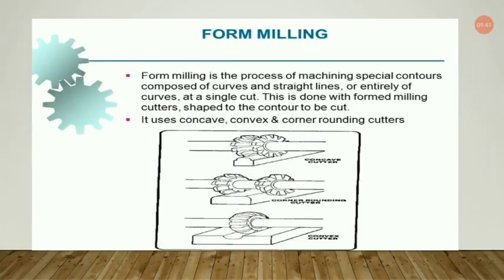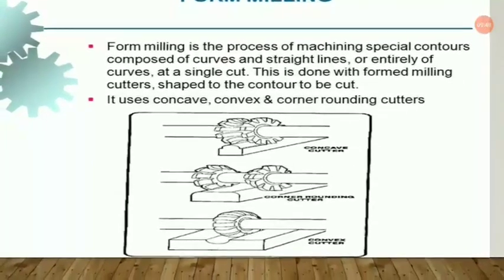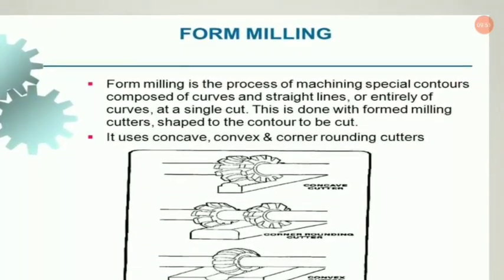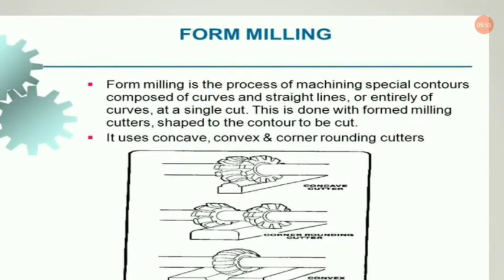Okay, now coming to the form milling. From the name itself you can visualize that form, it is giving the form. So form milling is the process of machining special contours composed of curves and straight lines, or entirely of curves at a single cut. This is done with formed milling cutters shaped to the contour to be cut. It uses concave, convex or corner rounding cutters.